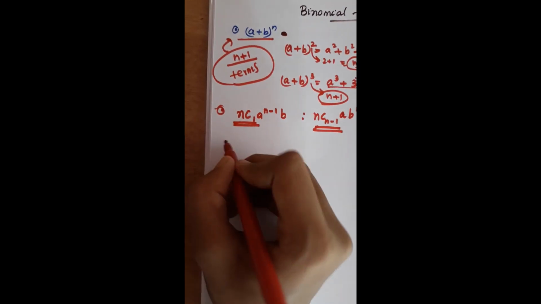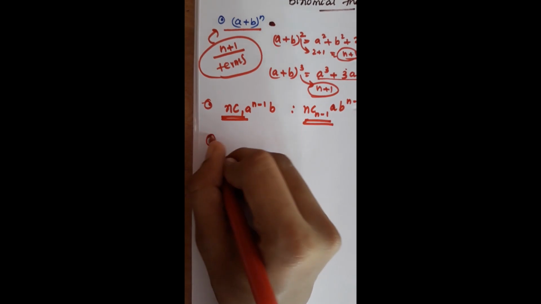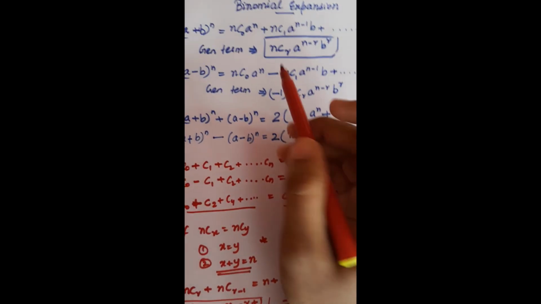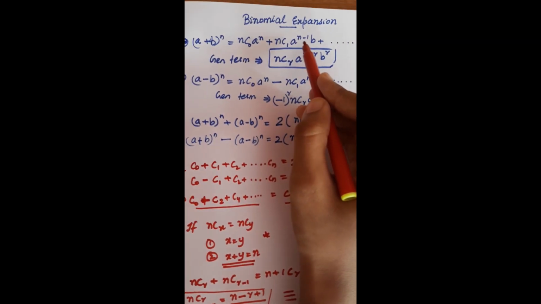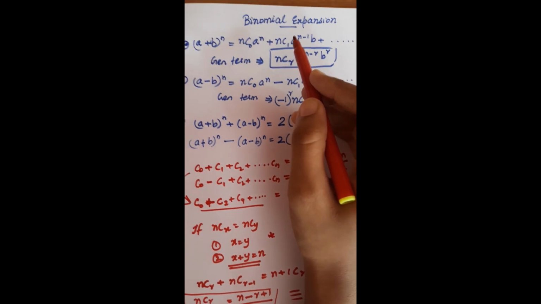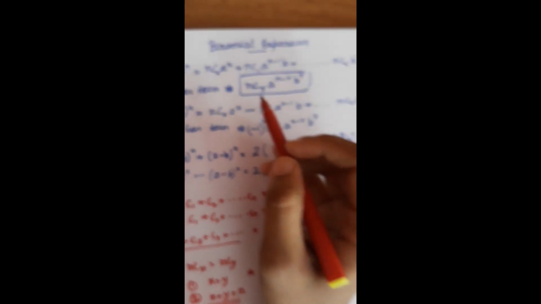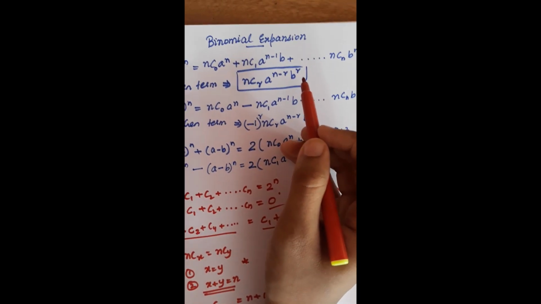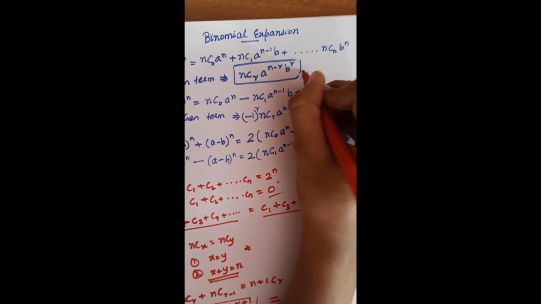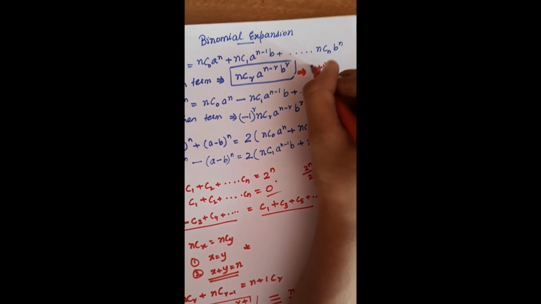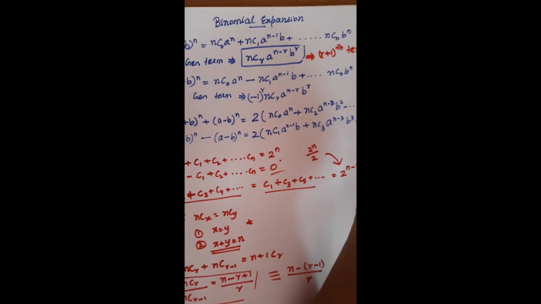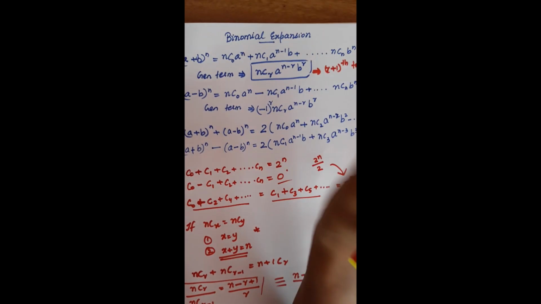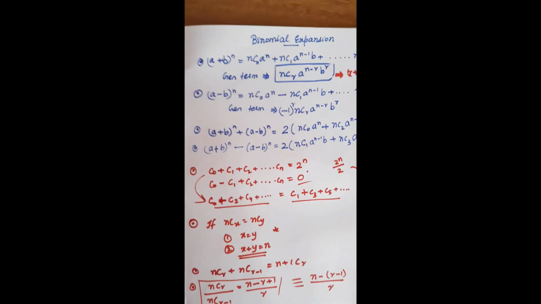Okay, now the next result. Here, this is nC1 a^(n-1) b. Here r is equal to 1, but it is actually the second term. So in the general term nCr a^(n-r) b^r, it is actually the (r + 1)th term. So if we are asked the 5th term, we should actually take r equal to 4.